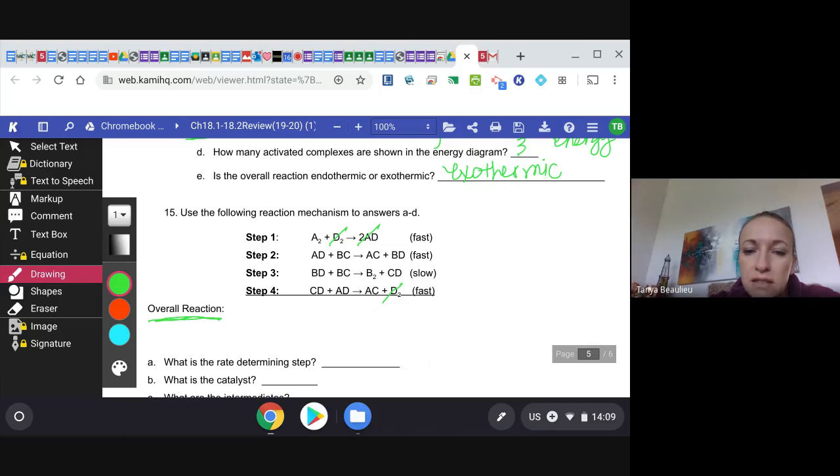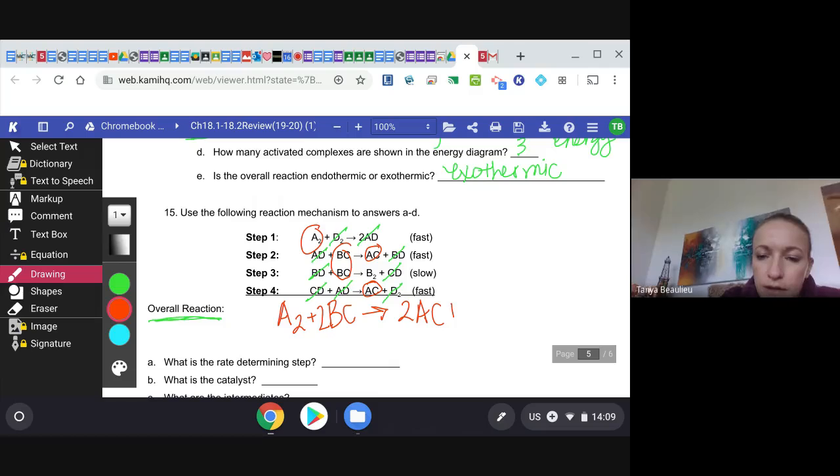2AD is a product in one step and reactants in other steps. BD is a product in one step and a reactant in another. And CD is a product in one step and a reactant in the other. So what we are left with here is A2 plus 2BC, forgot the 2 there, turning into 2AC and B2. So that would be our overall reaction there.